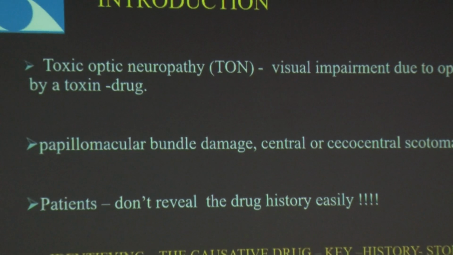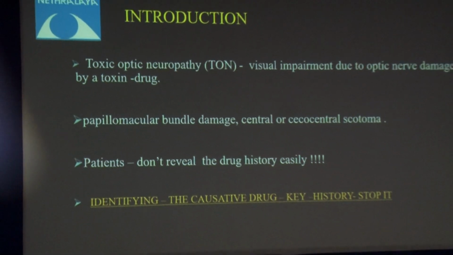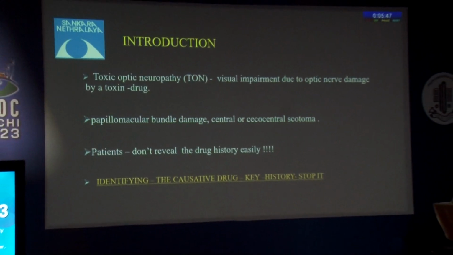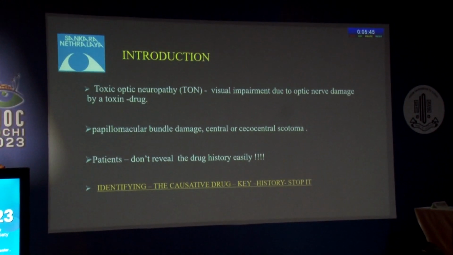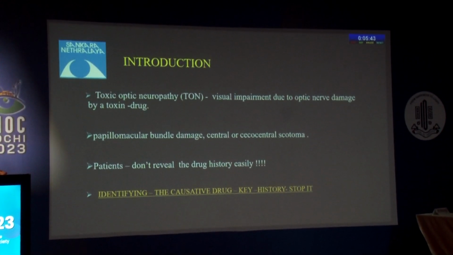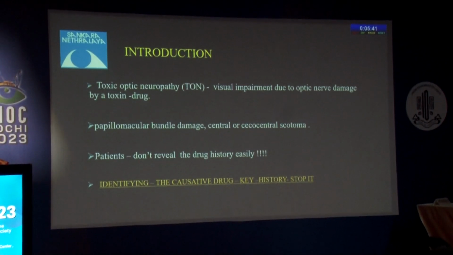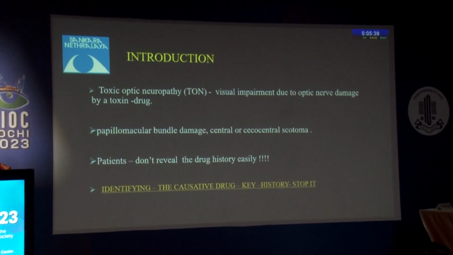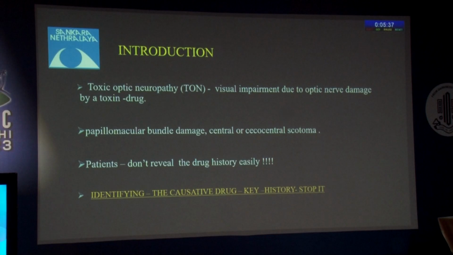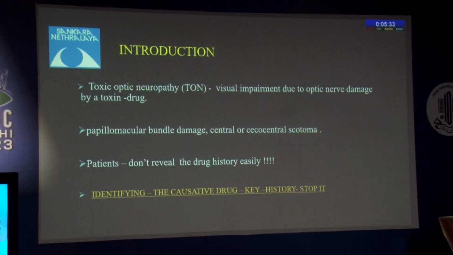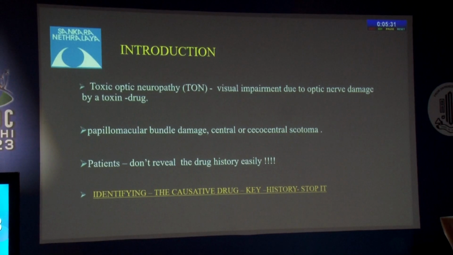So toxic optic neuropathy is visual impairment due to optic nerve damage caused by a toxin, which could be a drug. The papillomacular bundle damage is the most common cause why you get cecocentral and centrocecal defects. And patients don't reveal this history because most of the times they think that history is irrelevant to their visual presentation. So you have to pull out that history of having that drug, which is the causative agent behind the vision drop.